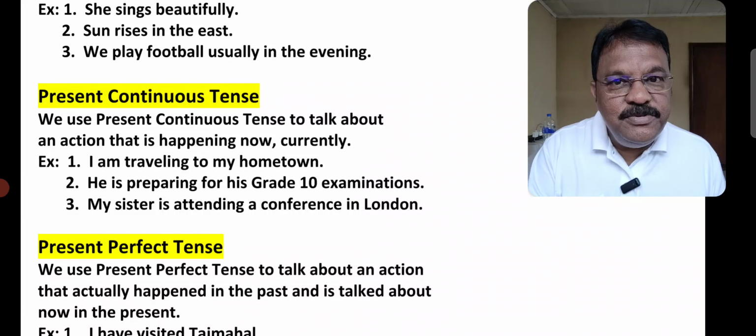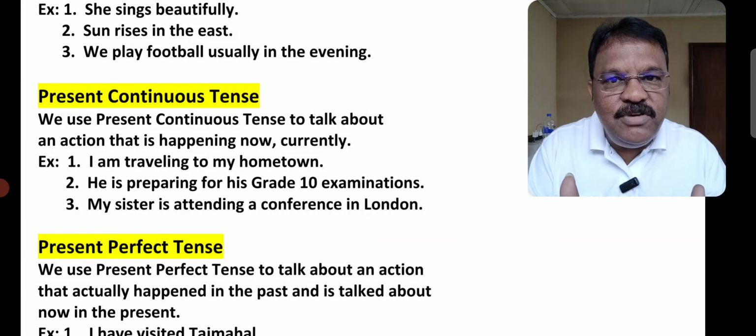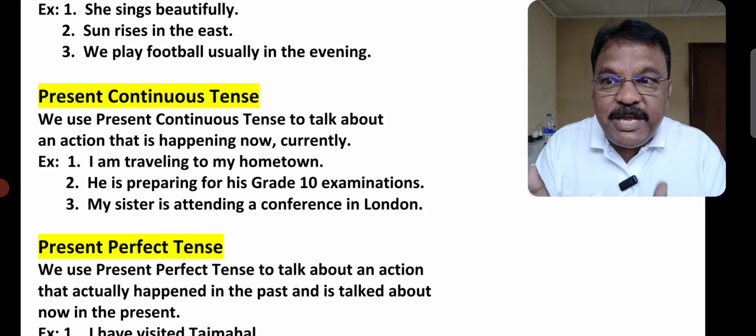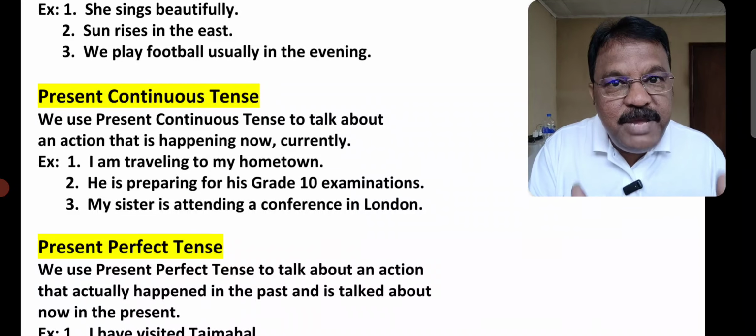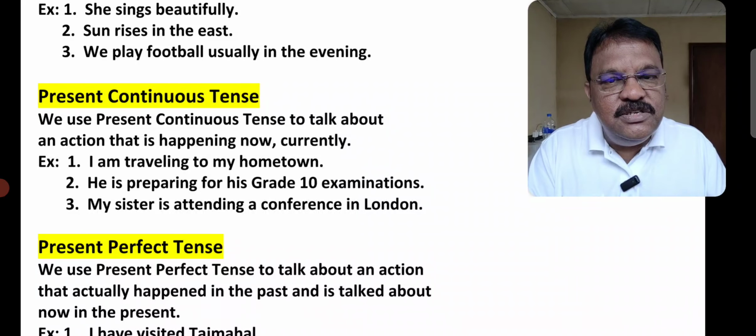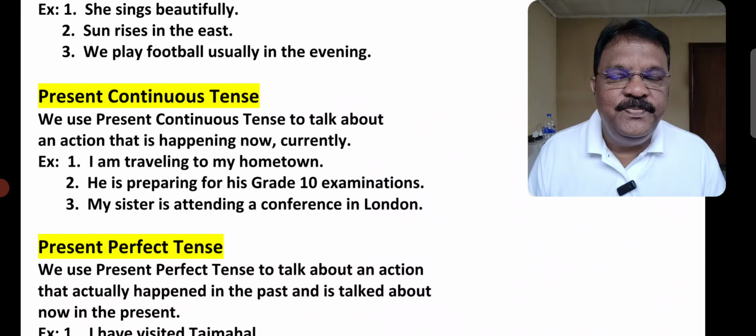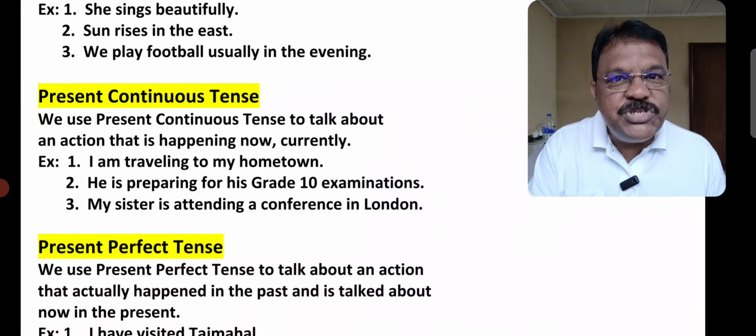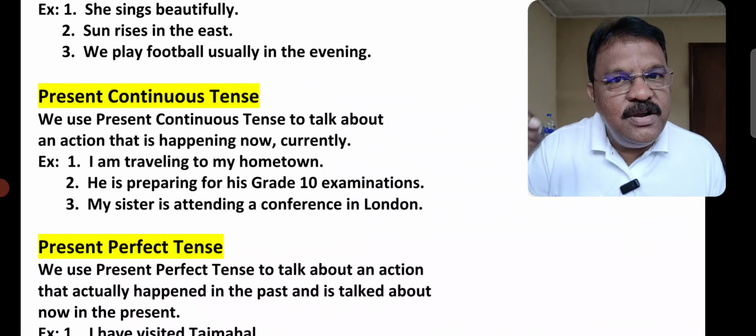Am is a helping verb. Travel is the main verb. We use this main verb travel with ing so that it becomes traveling, and it means to say the action is going on now. Got it? Very good. So, look at the verb am traveling. This verb tells us the action traveling is going on now.